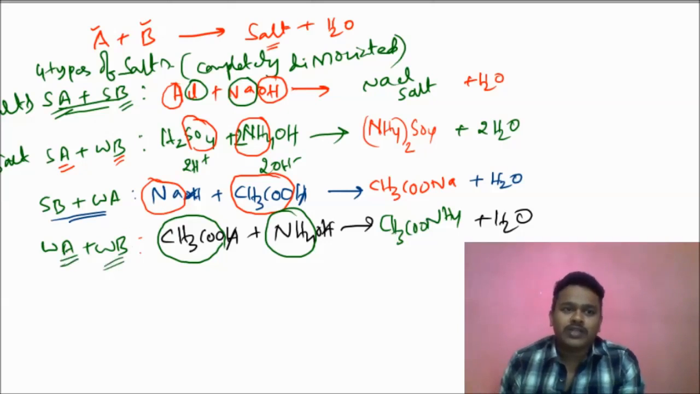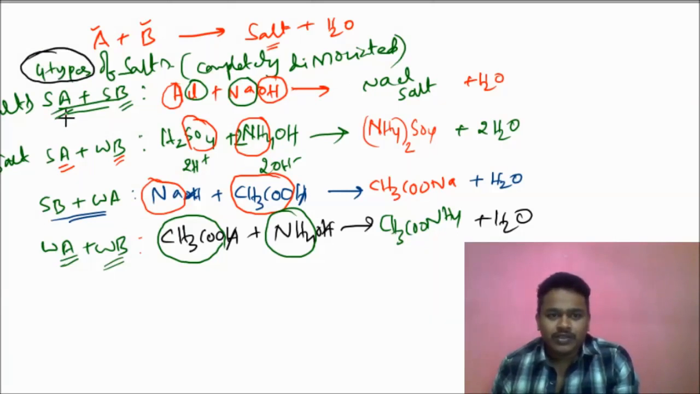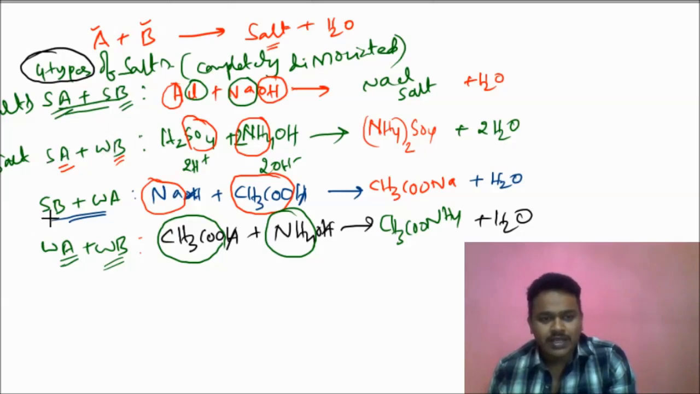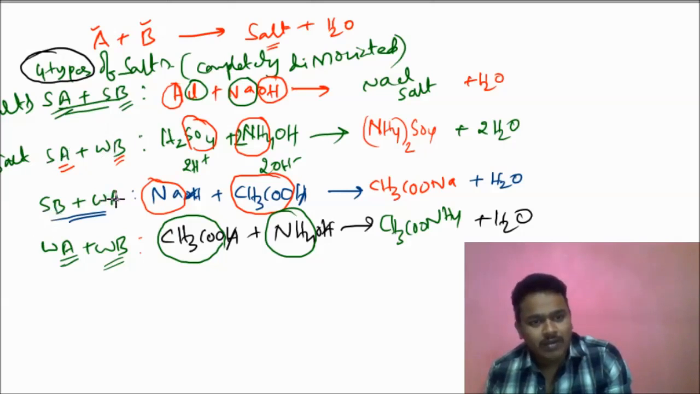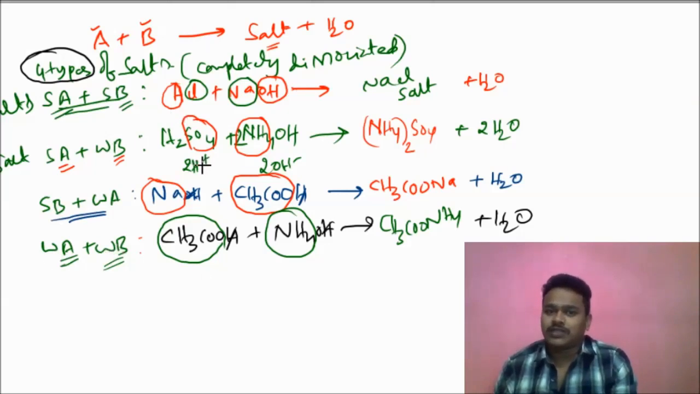You know how many types you have studied? We are studying 4 types of salts. Salts of strong acid and strong base. Salts of strong acid and weak base. Salts of strong base and weak acid. Salts of weak acid and weak base. These 4 types of salts are there.